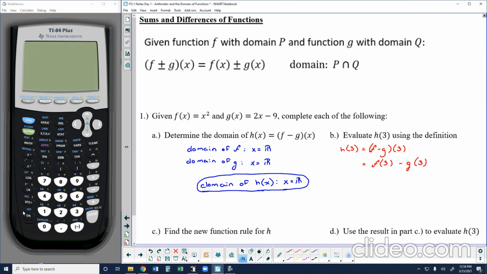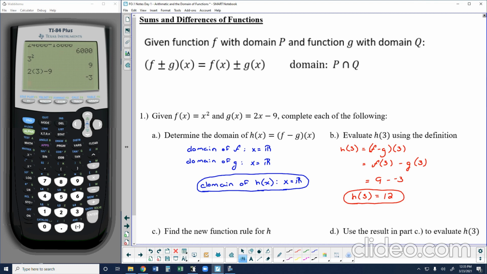So we can do some quick substitution into the individual functions to evaluate what 3 would be in those individual functions. So 3 squared, which is f of 3, would be 9. 2 times 3 minus 9, which is what g of 3 would be, substituting 3 into g, is negative 3. So h of 3 can be evaluated by first substituting into f and g separately, then subtracting those values. So 9 minus negative 3 would be 12. So h of 3 in this instance is 12.